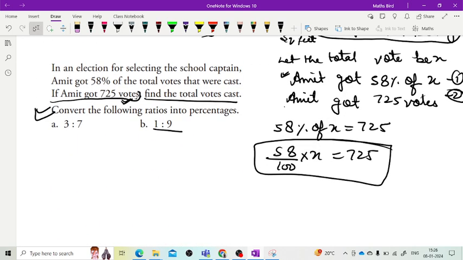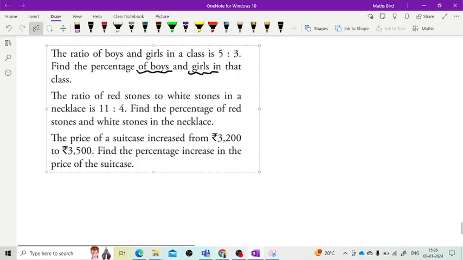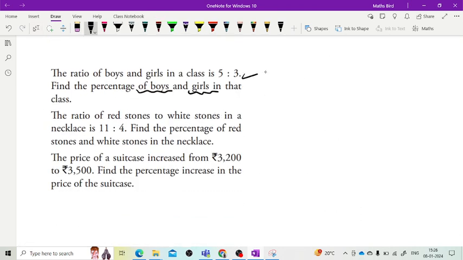They asked to convert the following ratio into percentage. If they are asking to convert the following ratio in percentage, you will do 3/7 into 100, 1 by 9 into 100. But if they are asking the particular ratio, you can't do this. In this question you can't do 5/3 into 100. No. Here, find the percentage of boy.